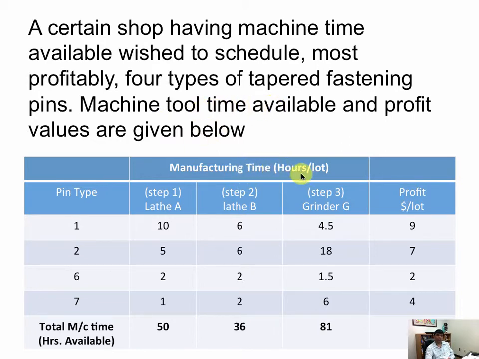So we are given manufacturing time in hours per lot. So for pin type 1, it takes 10 hours per lot on lathe A, then it has to spend 6 hours per lot on lathe B, and then it has to spend 4.5 hours per lot on grinder G. The profit is $9 per lot. Same way we are given for pin type 2, 6, and 7. The total machine time that is available to us is 50 hours for lathe A, 36 hours for lathe B, and 81 hours for grinder G.